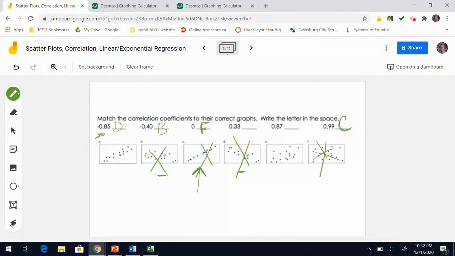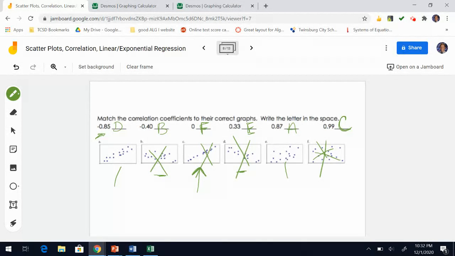And now we have 0.33 with its weak positive correlation, right? And then 0.87, which is stronger. But obviously we already said this was the strongest one with C. That's why I went with the 0.99. So which one's stronger between A and E? I would go A is definitely stronger, so that's going to be closer to 1, which 0.87 is, and then E being a weaker positive correlation. All right? So I hope that makes sense.